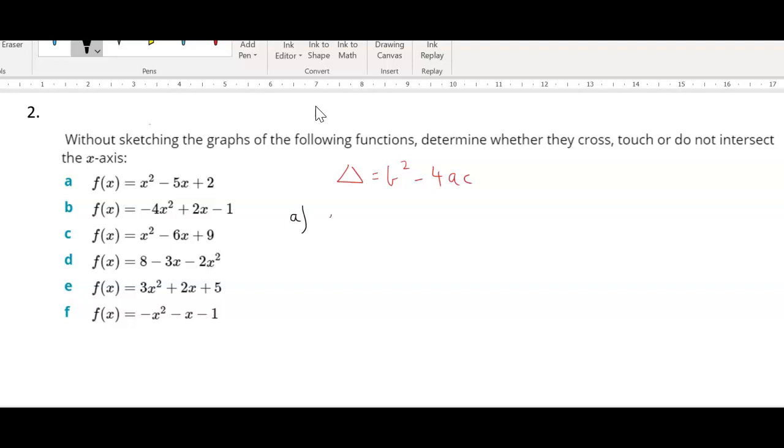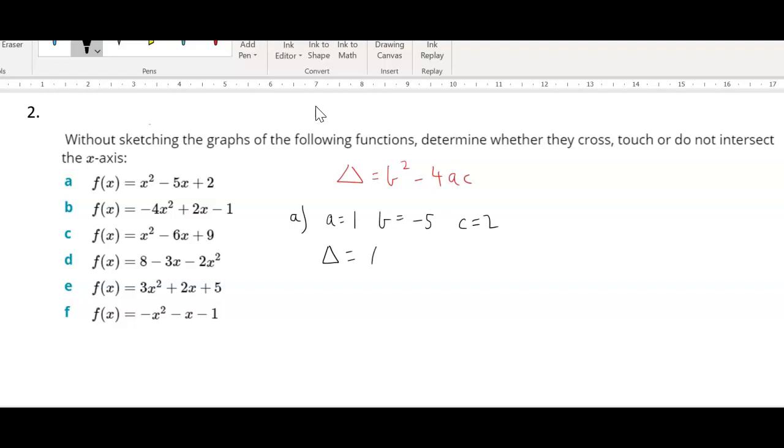For question A, let's identify a, b, and c. A is the coefficient of x squared, which is 1. B is your coefficient of x, which is -5, and c is your constant. We just substitute that into our discriminant formula. Not determinant, our discriminant. I always get discriminant and determinant mixed up. Determinant is what we used before doing matrices. Discriminant. Sorry if I've been saying determinant.